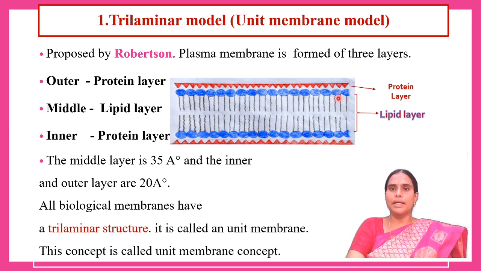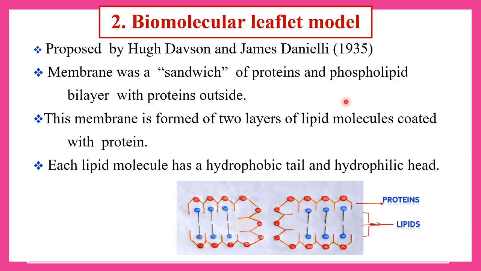The middle lipid layer consists of lipids with hydrophilic heads and hydrophobic tails. And these lipids are 35 angstroms in diameter. It is present in almost all eukaryotic cells and the structure is very similar. So it is called the unit membrane concept or unit membrane model. Biomolecular leaflet model. It was proposed by Hugh Davson and James Danielli in the year 1935.